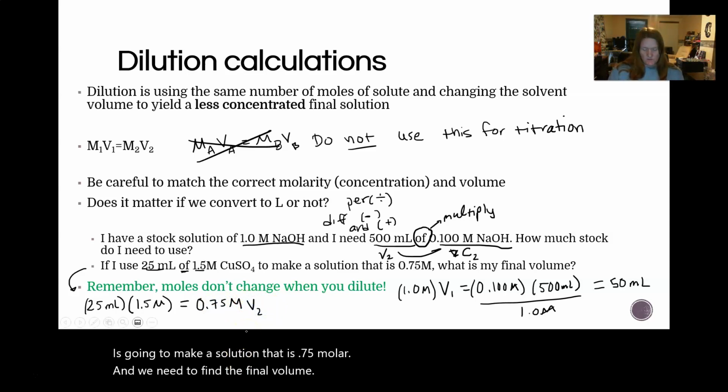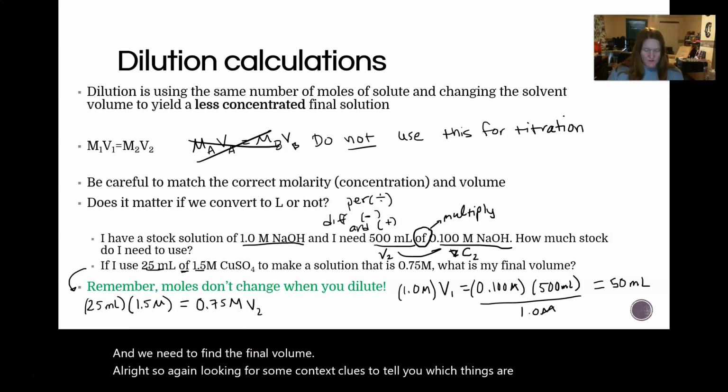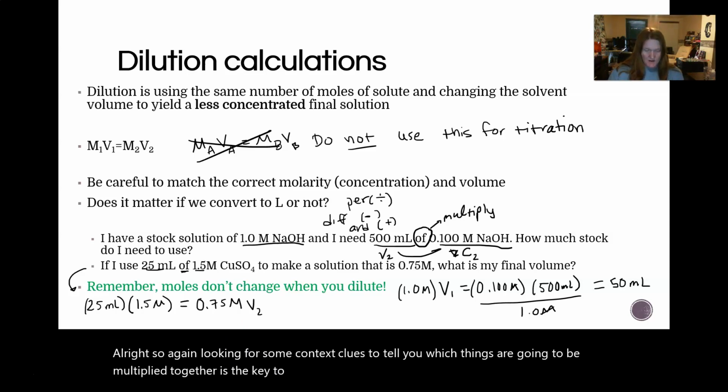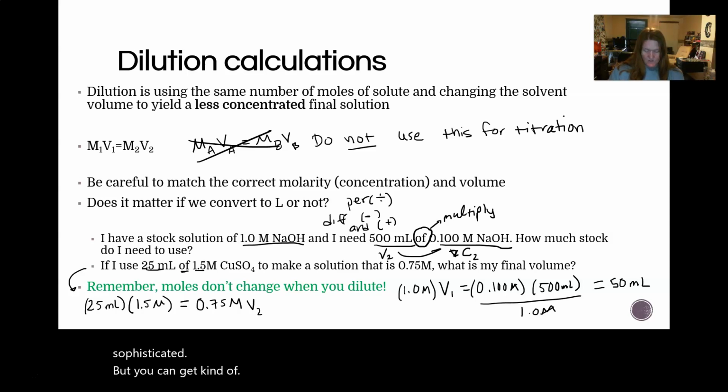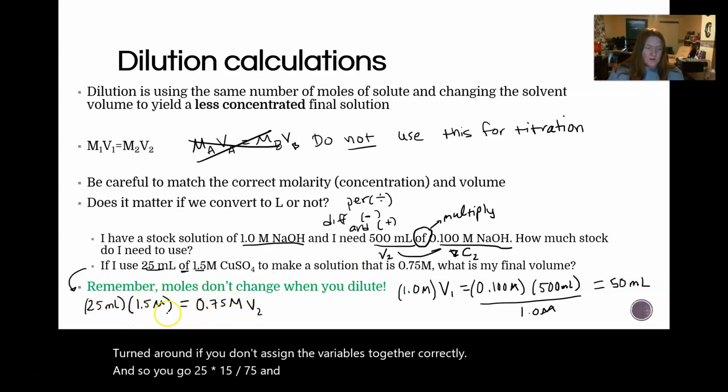So again, looking for some context clues to tell you which things are going to be multiplied together is the key to these problems. They're not mathematically that sophisticated, but you can get kind of turned around if you don't assign the variables together correctly. And so you go 25 times 1.5 divided by 0.75, and this time the molarities are going to cancel and you're going to get milliliters.